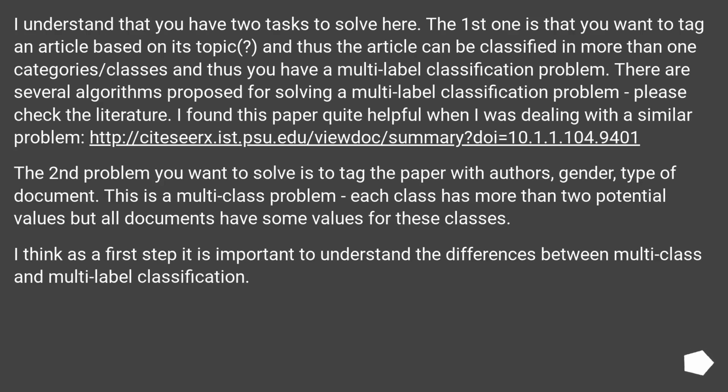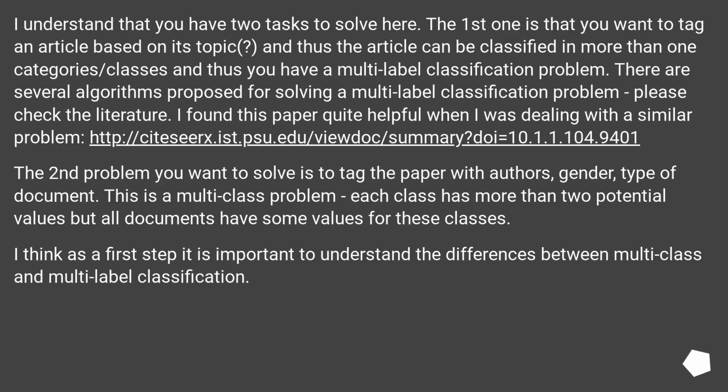I understand that you have two tasks to solve here. The first one is that you want to tag an article based on its topic, and thus the article can be classified in more than one categories/classes, and thus you have a multi-label classification problem. There are several algorithms proposed for solving a multi-label classification problem. Please check the literature. I found this paper quite helpful when I was dealing with a similar problem.